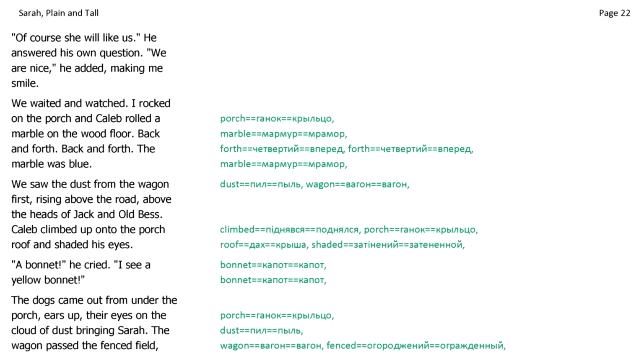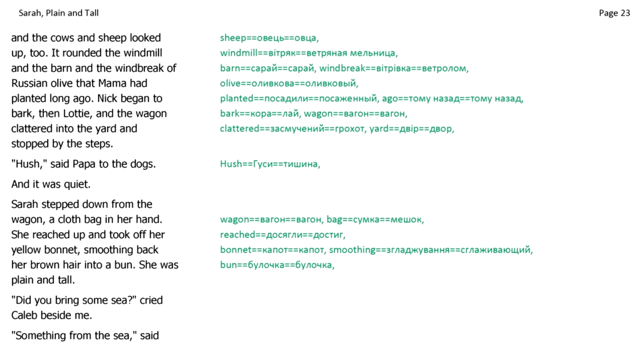Caleb climbed onto the porch roof and shaded his eyes. "A bonnet," he cried. "I see a yellow bonnet." The dogs came out from under the porch, ears up, their eyes on the cloud of dust bringing Sara. The wagon passed the fenced field, and the cows and sheep looked up too. It rounded the windmill and the barn and the windbreak of Russian olive that Mama had planted long ago. Nick began to bark, then Lottie, and the wagon clattered into the yard and stopped by the steps. "Hush," said Papa to the dogs, and it was quiet.